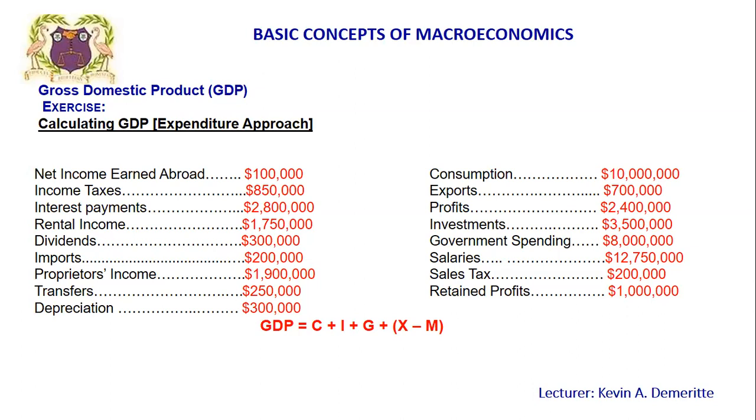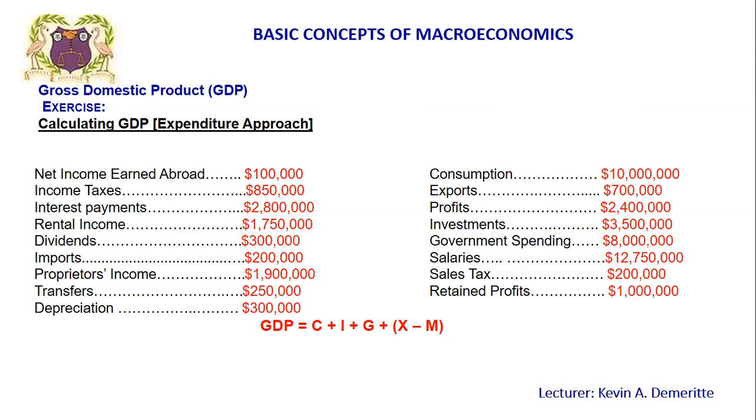We see that net income earned abroad is 100,000, income taxes 850,000, interest payments is 2.8 million, rental income is 1.75 million, dividends is 300,000, imports is 200,000, proprietors income is 1.9 million, transfers is 250,000, depreciation is 300,000, consumption is 10 million, exports is 700,000, profits is 2.4 million, investments is 3.5 million, government spending is 8 million, salaries is 12.75 million, sales tax is 200,000, and retained profit is $1 million.